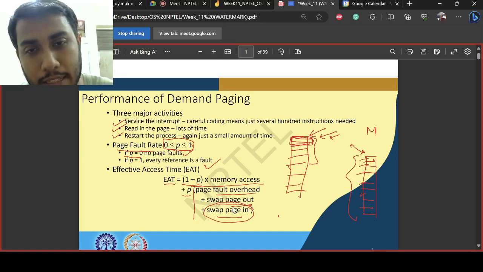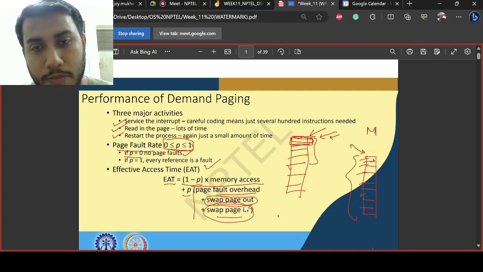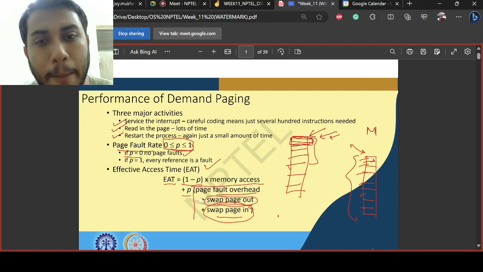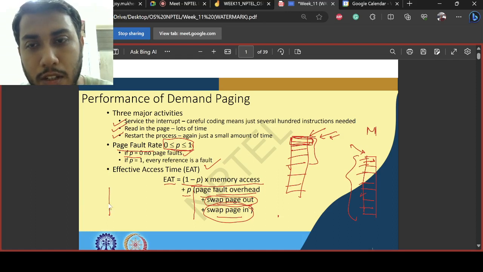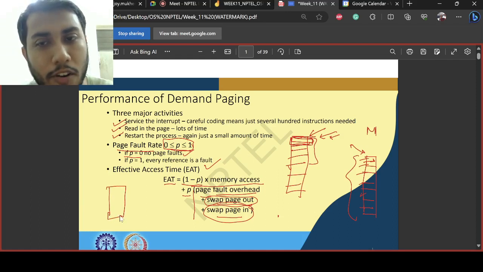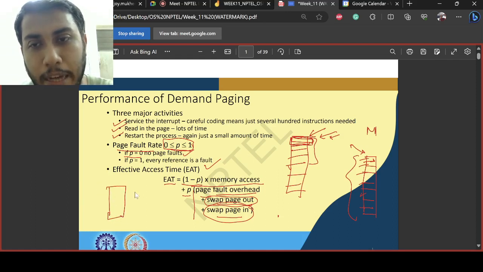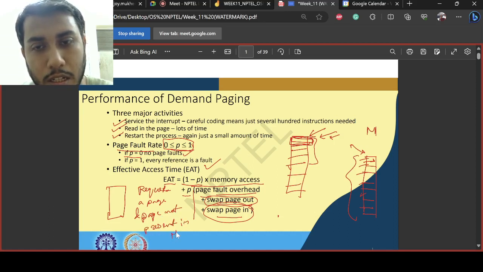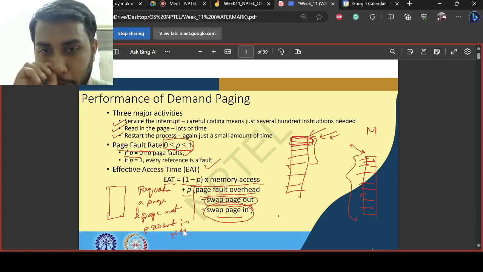So that is your overhead for swapping one page out. And then there is a page fault overhead. What is a page fault? A page fault is simply when you request a page and the page is not present in main memory. That is basically your page fault.